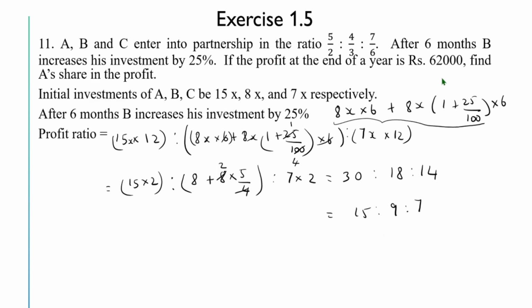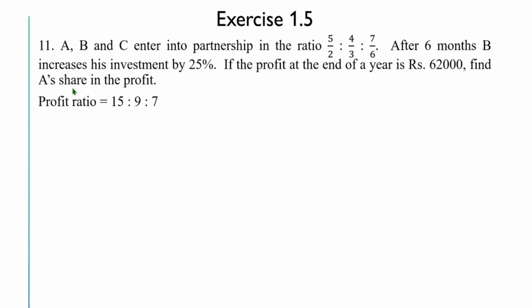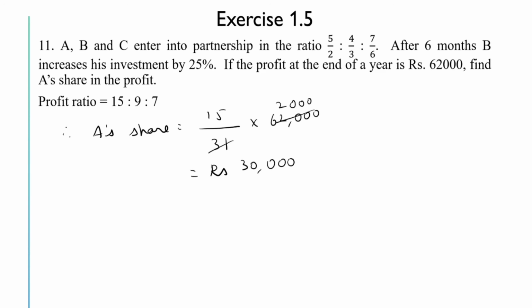Now they have given the profit at the end of the year as rupees 62,000. We have to find A's share in the profit. We have got the profit ratio as 15 : 9 : 7. Therefore, A's share will be 15/(15 plus 9 plus 7), that is 15/31 into 62,000, which is 15 into 2000, that is 30,000. So A's share in the profit is rupees 30,000.